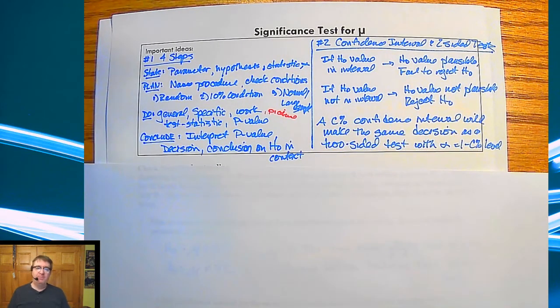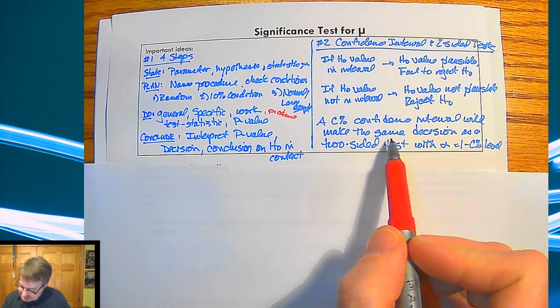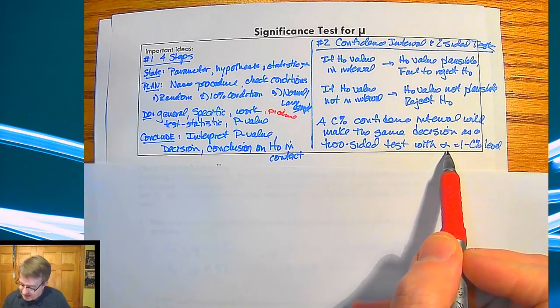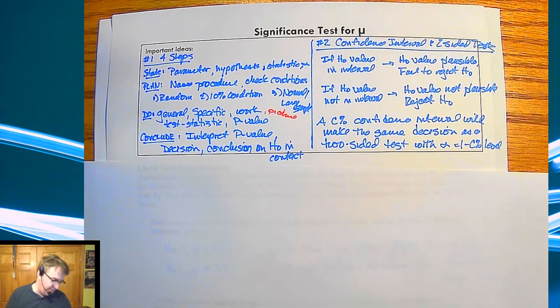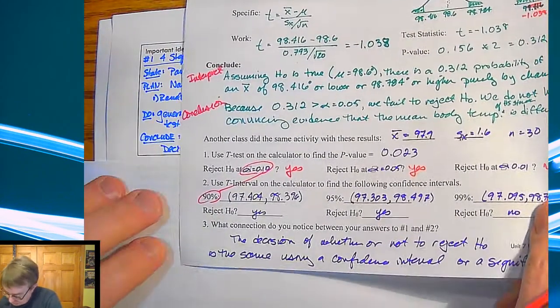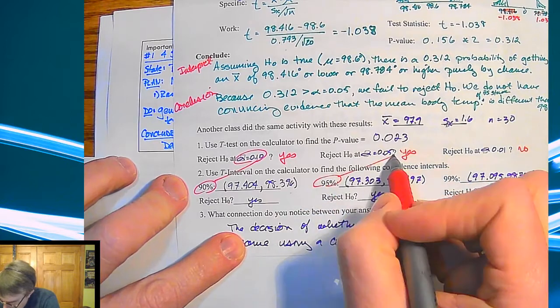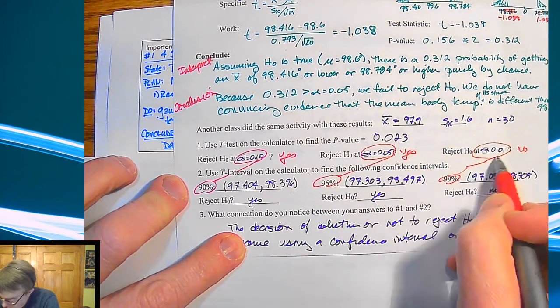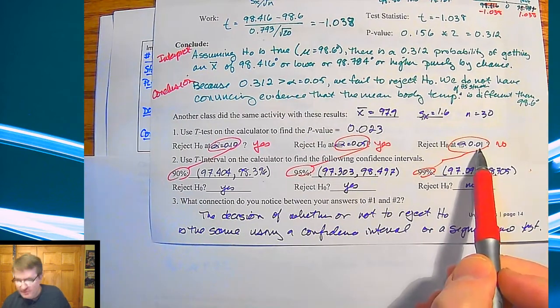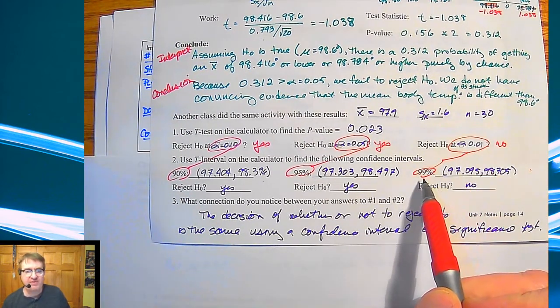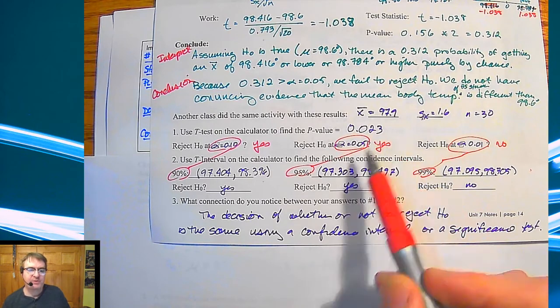And then just to reiterate, a C percent confidence interval will make the same decision as a two-sided test with an alpha value of 1 minus your confidence level. Notice how these add up to 100%. If you think about it, we're saying we have a 1% chance of rejecting this, so we want to make sure we have a 99% chance of capturing it. And so there's the connection there.